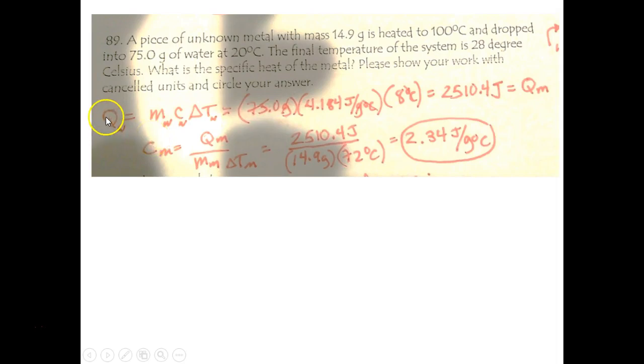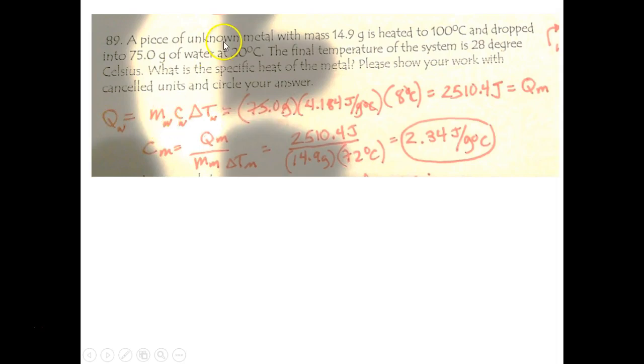So first find the heat that the water gained. Use these subscript W's to keep track of things. We're dealing with specific heat. The specific heat equation is Q equals mc delta T. You should memorize that. Q is heat, m is mass, c is specific heat, and change in temperature is delta T.